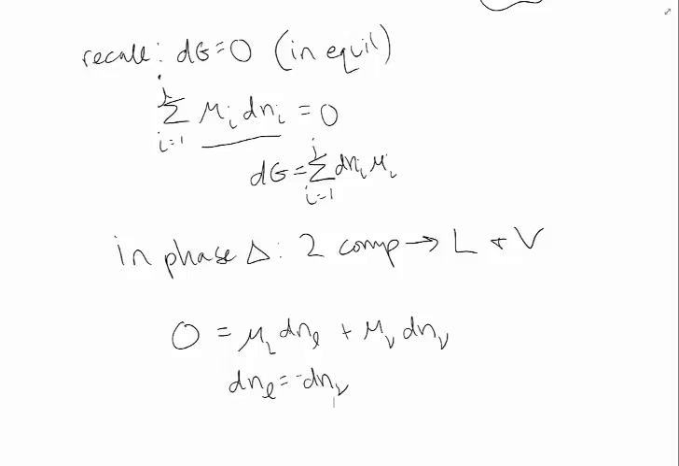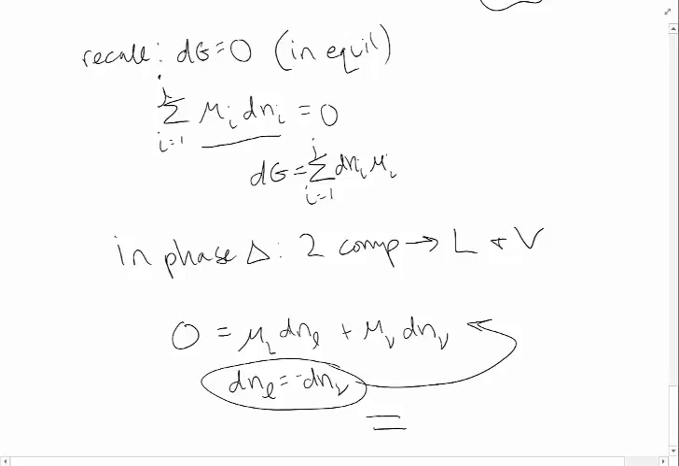So if dn_L equals negative dn_V, then if I substitute this into this equation here, what this says is that mu sub L has to equal mu sub V. Okay, so chemical equilibrium occurs in a phase transition when the chemical potential of the liquid and the chemical potential of the vapor are equal to each other. Now we haven't actually talked about how to calculate the chemical potential yet. Don't worry about that yet. But this is just to show one example with two components in a phase transition.